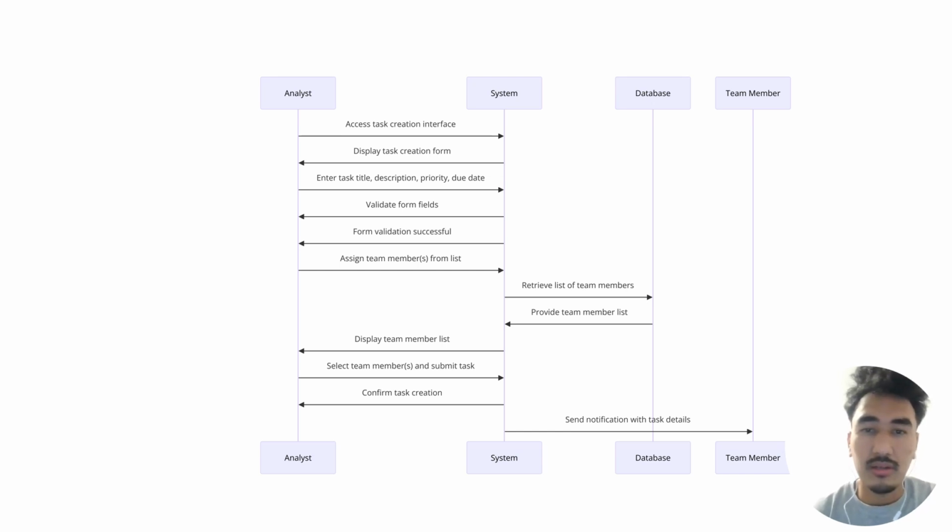At first, the analyst accesses the interface, and the system displays the task creation form. Then the analyst enters the task details such as title, description, priority, and due date. Then the system validates these form fields, and upon successful validation, it retrieves the list of available team members from the database. The database provides this list to the system. Then it displays it to the analyst, and the analyst selects team members and submits the tasks. The system confirms the task creation and sends a notification with the task details to the particular team member who was assigned.